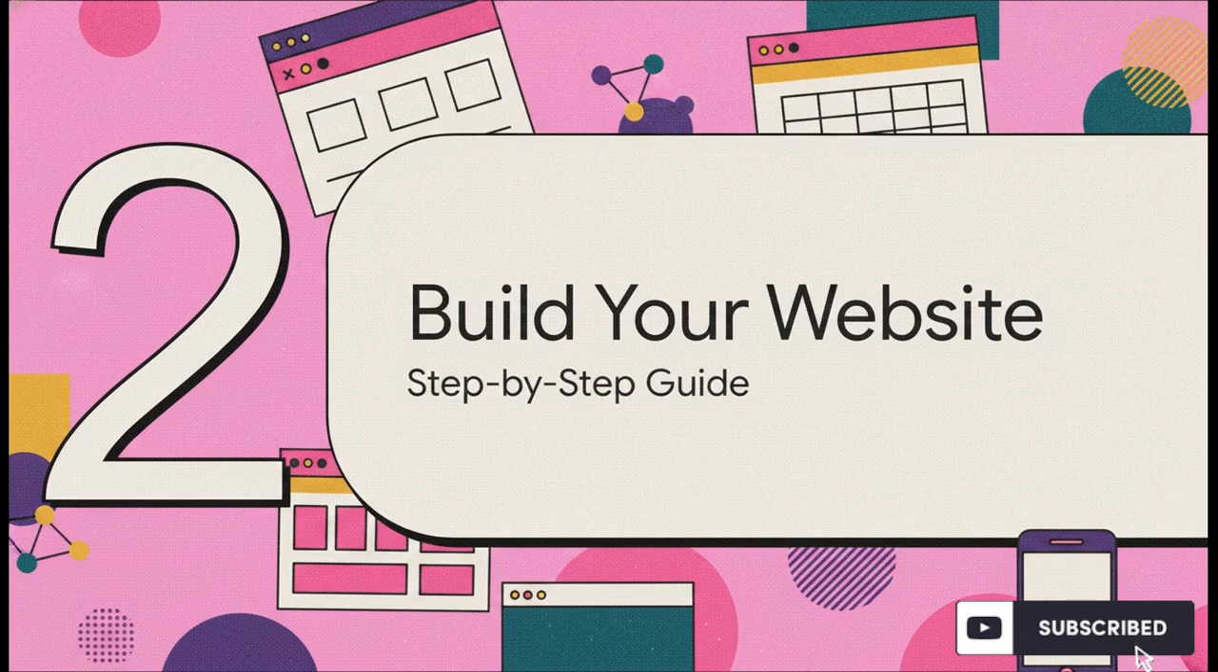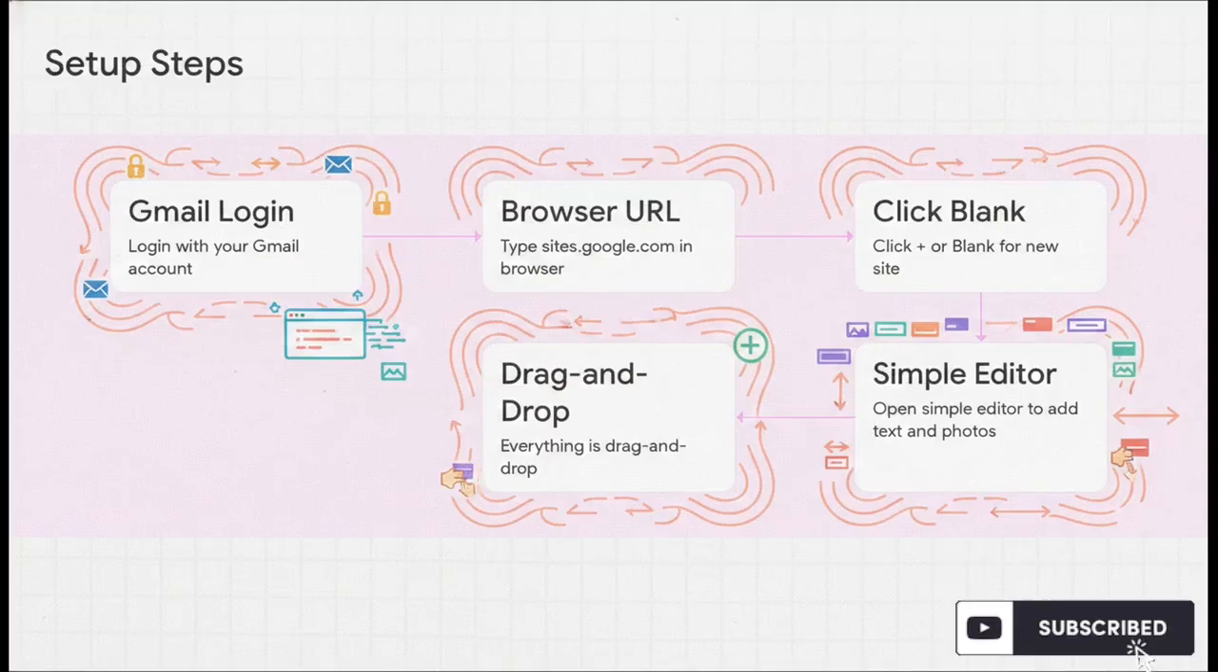Moving on to section 2, how to build your website. Here is a quick step-by-step guide. The setup process really just boils down to 5 super quick steps. First up, just log in with your standard Gmail account. We all have one, right? Next, type sites.google.com right into your browser. Third, hit that plus or blank button to start a fresh project. Fourth, you'll land right in their incredibly simple editor. And finally, you just drag and drop. That's it. It literally takes what usually feels like a multi-month engineering project and turns it into a 2-minute task.